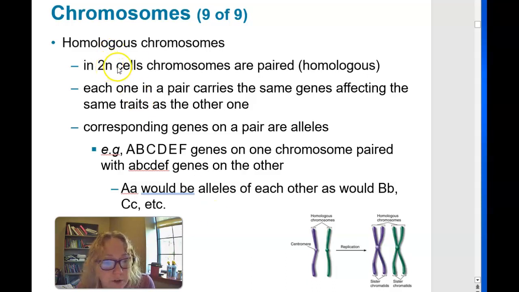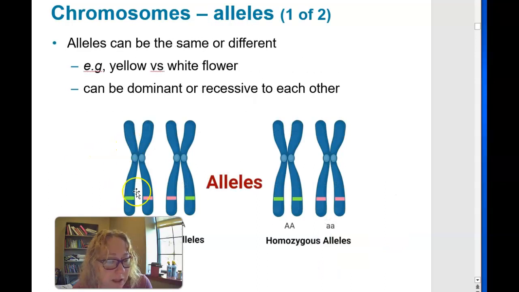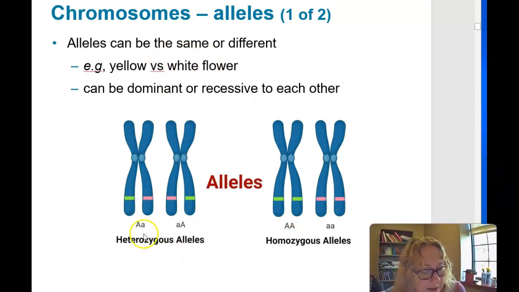2N, or diploid chromosomes, sorry, are paired. They're homologous. Corresponding genes on a pair are alleles, so big A, little a. Yes, this should all sound familiar. Alleles can be the same or different. So you can have heterozygous, big A, little a, or homozygous.